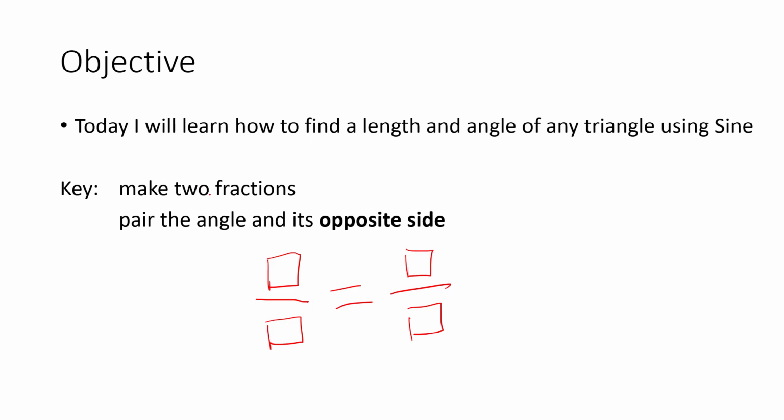Which is why I said the key is to make two fractions like this. The left fraction is equal to the fraction on the right. And how we make this fraction is to pair the angle and its opposite side. So copy this down first. You might not understand what I'm talking about right now, but at the end of this lesson, you should be able to understand what I mean by making two fractions as well as pairing the angle and its opposite side.